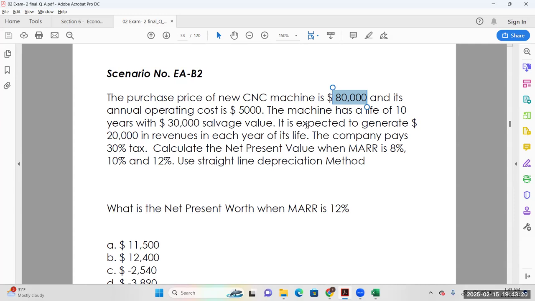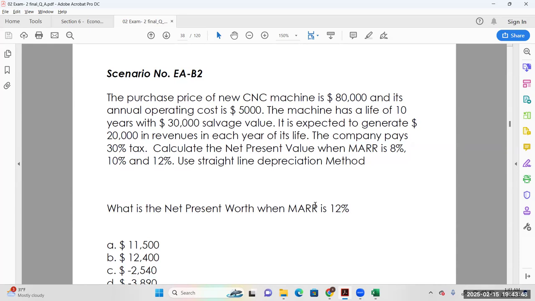It is expected to generate 20,000 in revenue in each year of its life. The company pays 30% tax. Calculate the net present value when MARR is 8%, 10%, 12%. They're given all these things and use the straight line method. What is the net present worth when MARR is 12%? So we need to calculate based on the 12%. Understood?